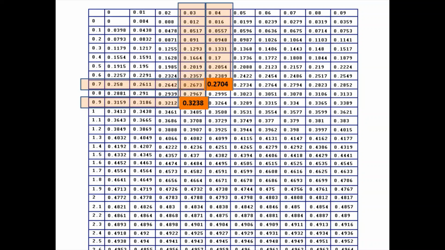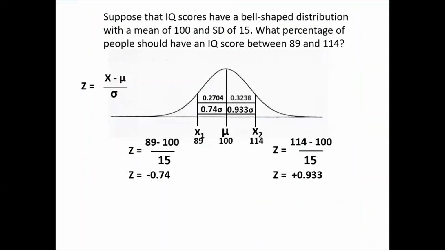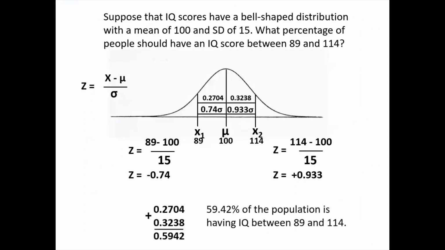So I have to add these two values to calculate the total distance. So the total distance comes as 5942. So 59.42% of the population is having IQ between 89 and 114. Clear?